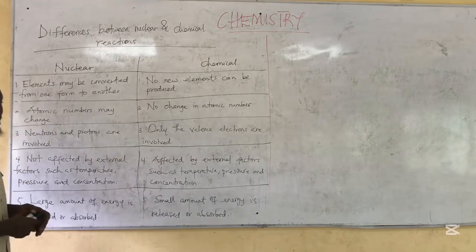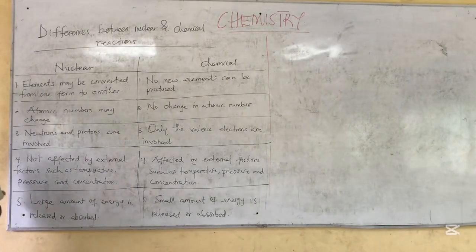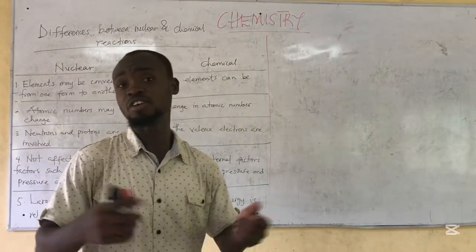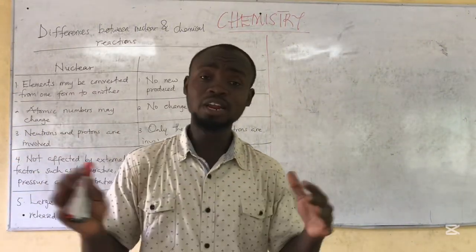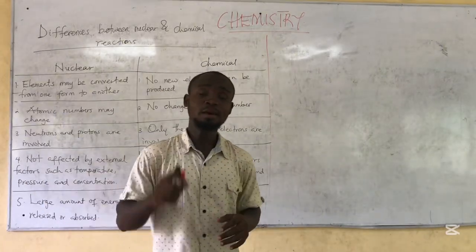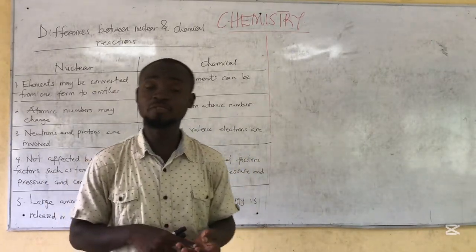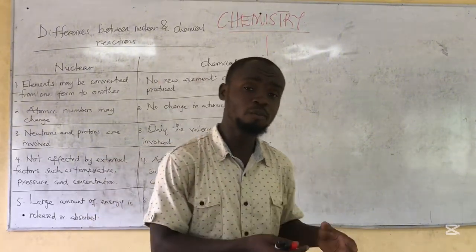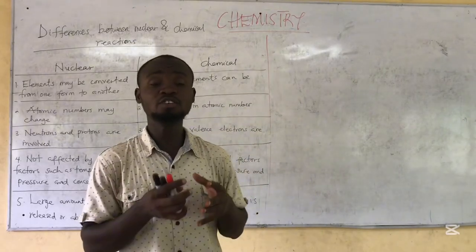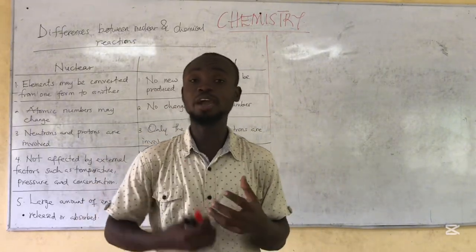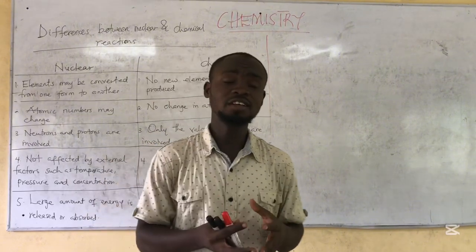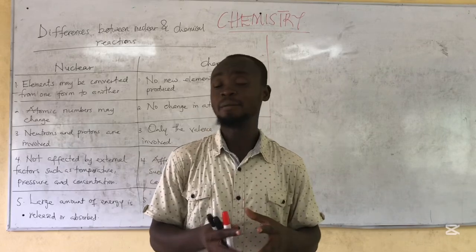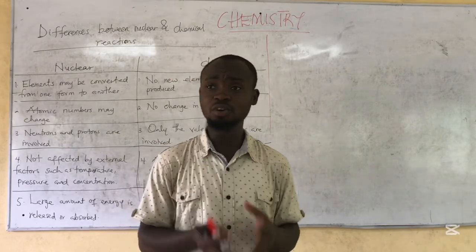Is that okay? Now another difference is that nuclear reactions are not affected by external factors. These external factors can be temperature, pressure, concentration. But chemical reactions can be affected by temperature. Temperature can change the form of a chemical reaction, whether it's in an endothermic form or an exothermic form. We can change the concentration of a chemical reaction. Pressure can also affect chemical reactions. But all these external factors can't affect nuclear reactions.